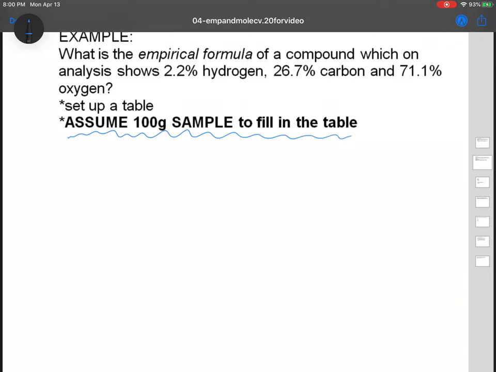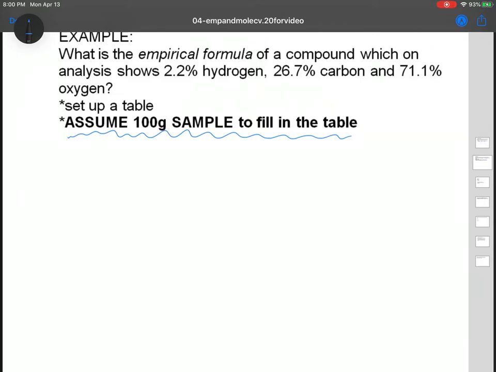When you are given percentages, we're going to assume a 100 gram sample. So this is important because then that means if you have 100 grams and 2.2% of it is hydrogen, then that's 2.2 grams of hydrogen. 26.7% carbon is 26.7 grams.